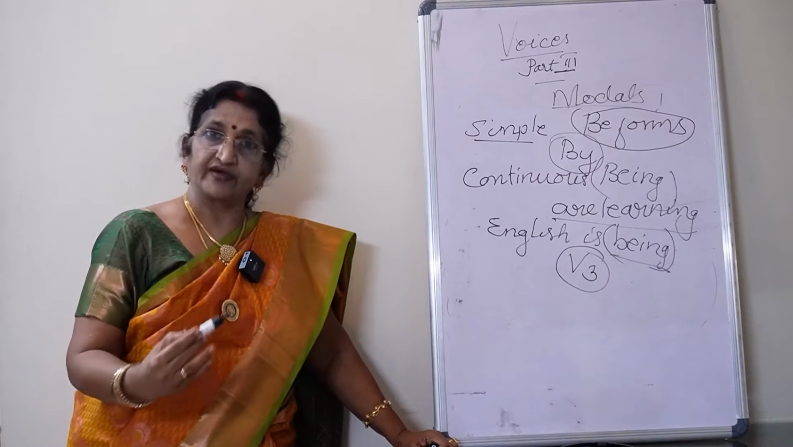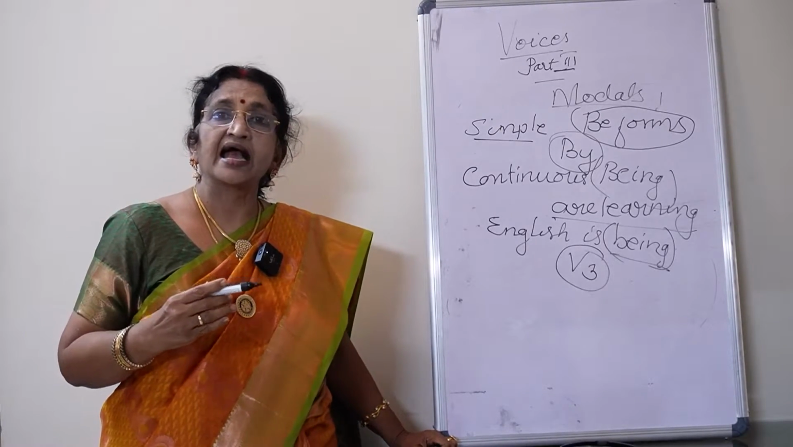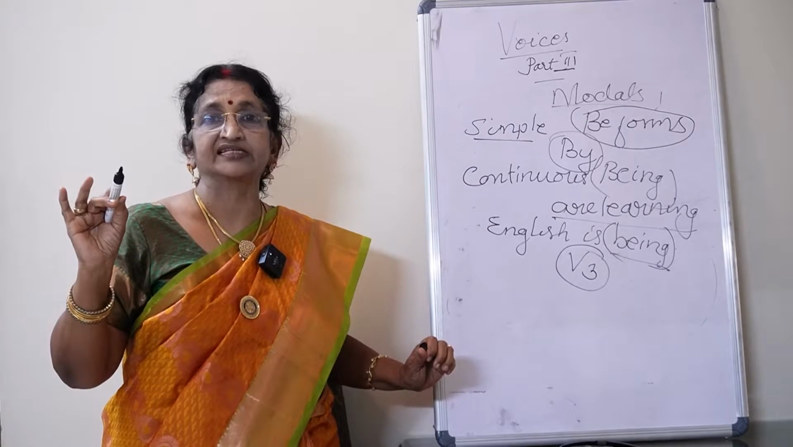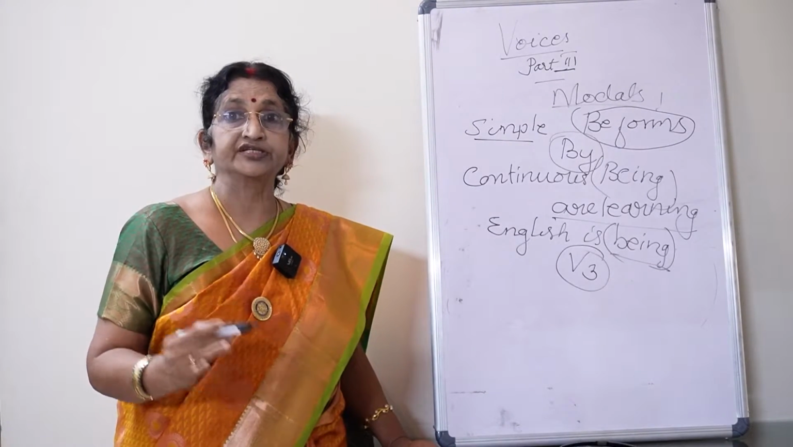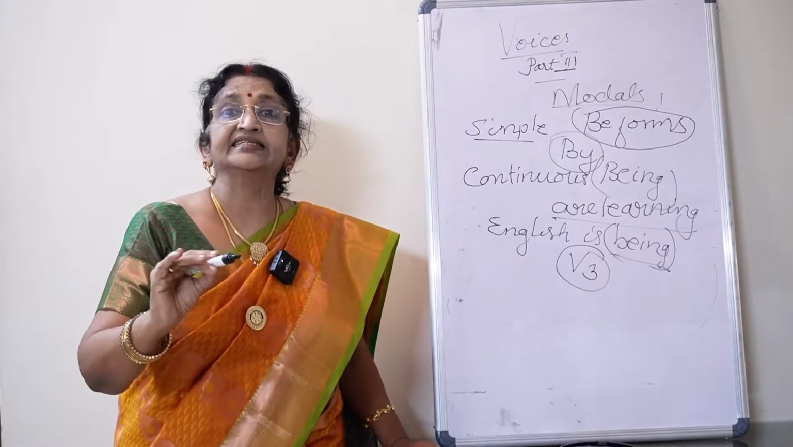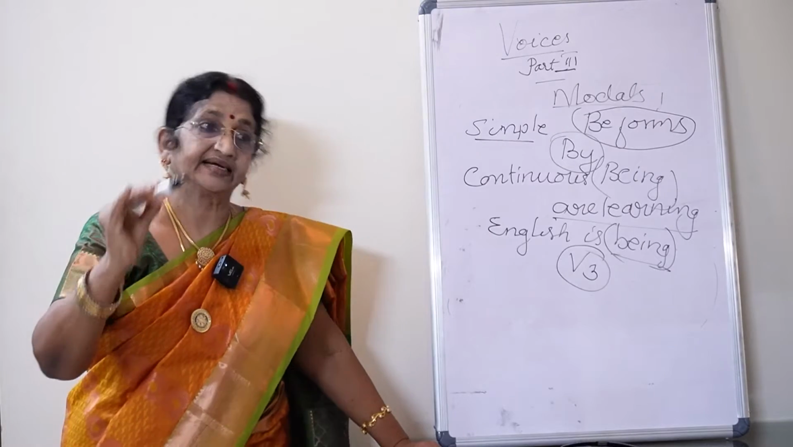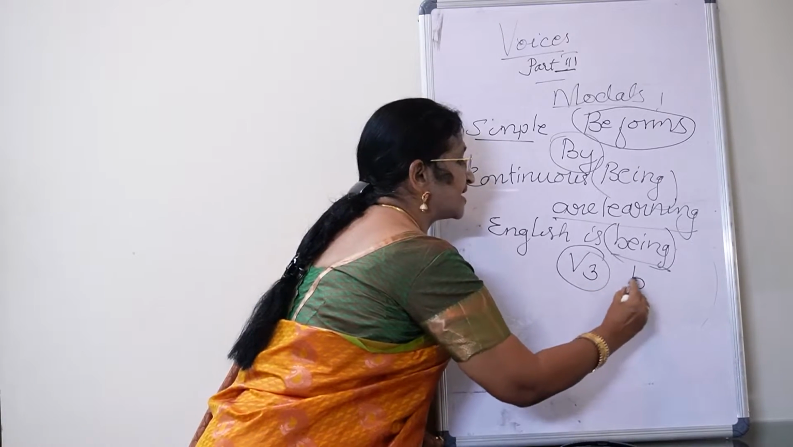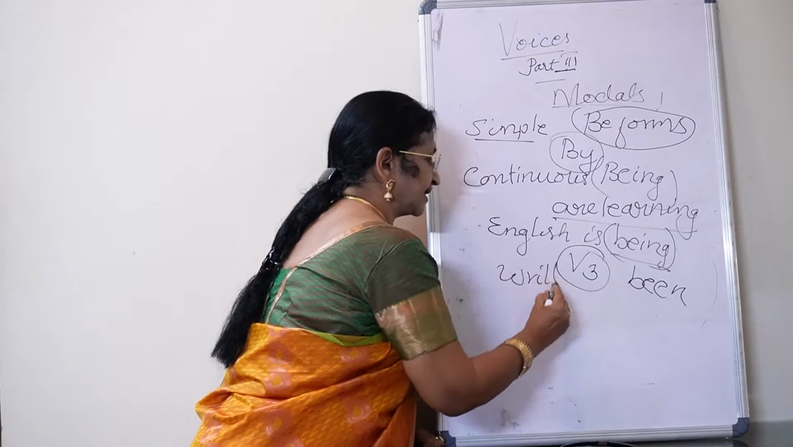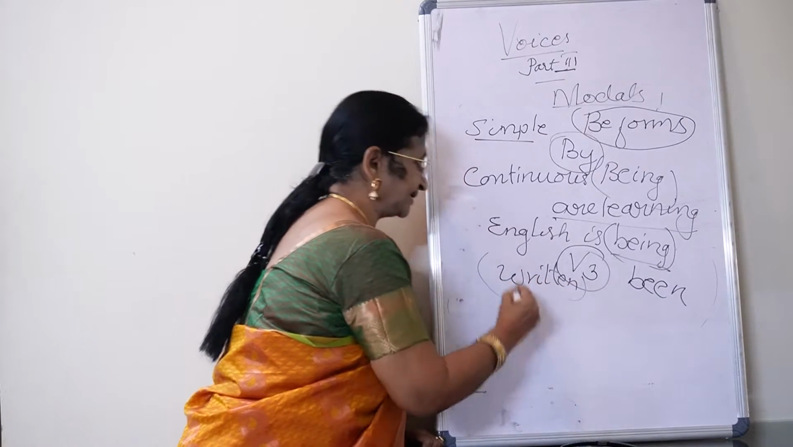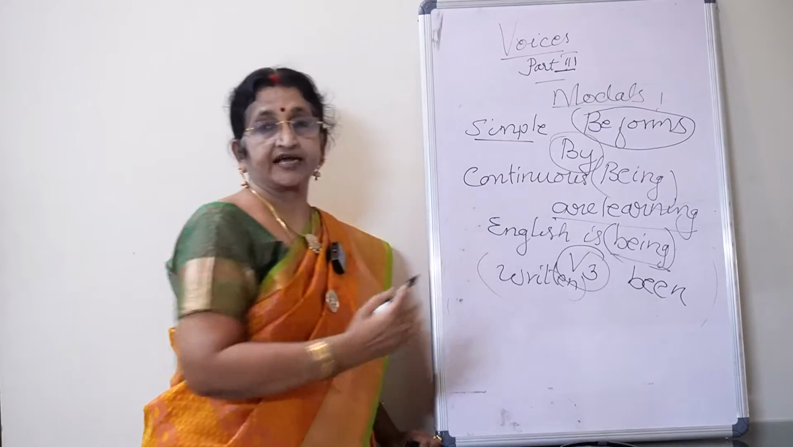Then when it is perfect tense, all the children had finished their homework. When we say it is past perfect tense, all the students had written the exam. The exam had been written. So we introduce the word been. Had been written is the verb 3 form. So all these we have done. Just once again I am brushing up.